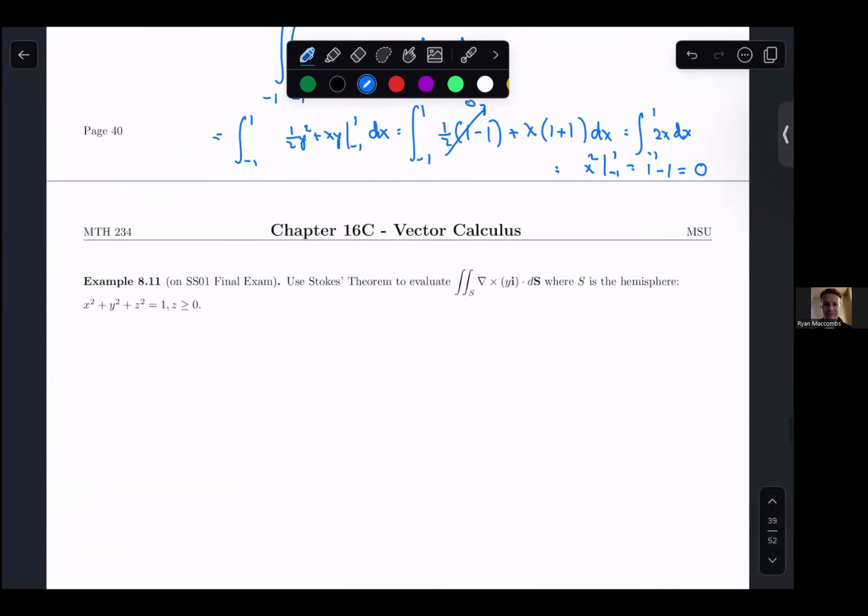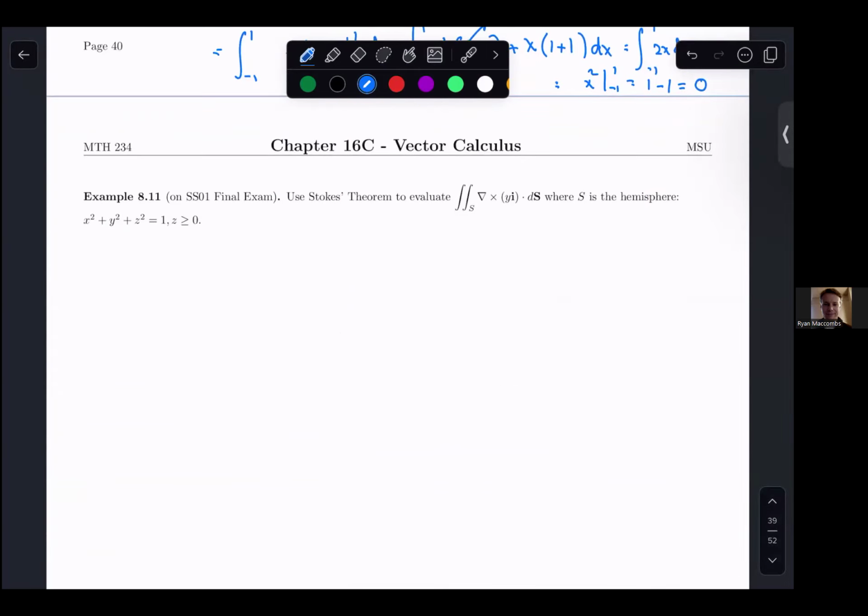All right, well, I have another problem here for us. This one actually comes from an old final exam quite a while ago. So we have used Stokes' theorem to evaluate this, where S is the hemisphere.